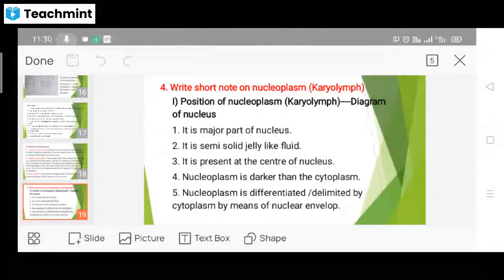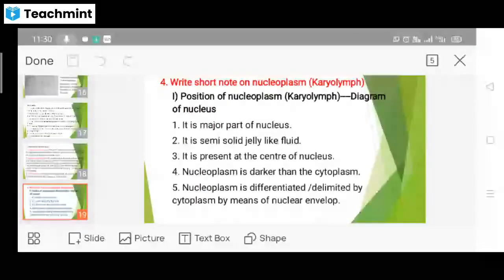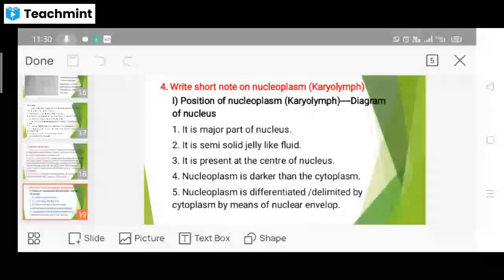In the next lecture, we will discuss the fourth important component in the nucleus, that is the nucleoplasm, which is also called the karyolymph. So in the next lecture we will discuss it in detail. So now I am stopping the sharing.